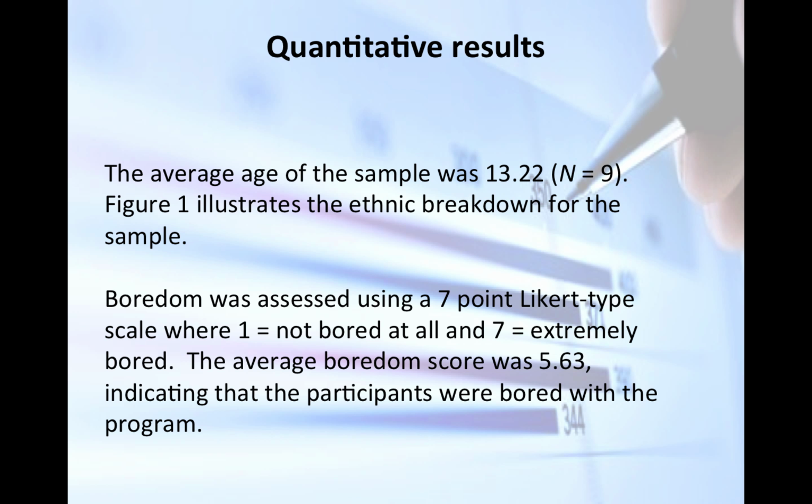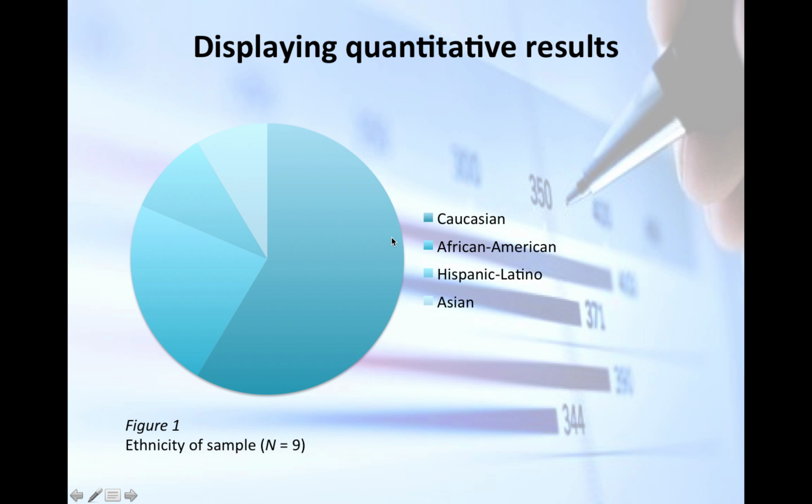Continuing on with quantitative results, you may be just writing up the results rather than displaying something in a figure. Here, I've given the example of the average age of the sample was 13. I calculated that with Excel by doing the average function. And then you'll note after, I had to add how big the sample size was. Again, space before and after the equal sign, and the N is italicized. And then following this sentence, I added Figure 1 illustrates the ethnic breakdown for the sample. And so this would follow that text so that people could see, okay, oh yeah, right, that makes sense.